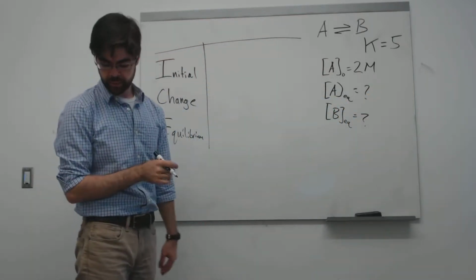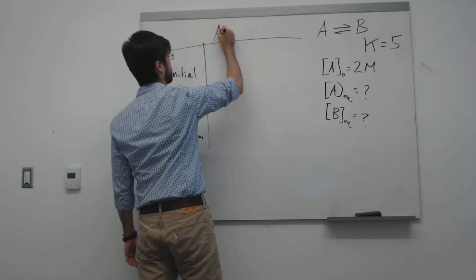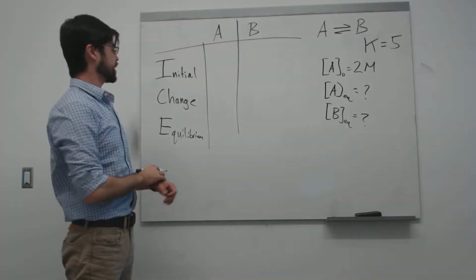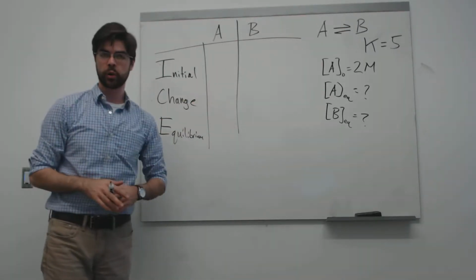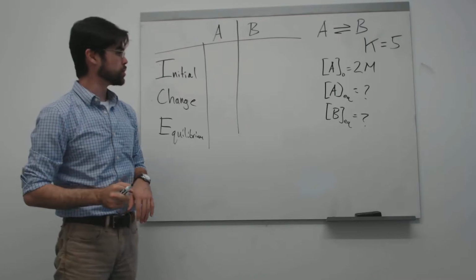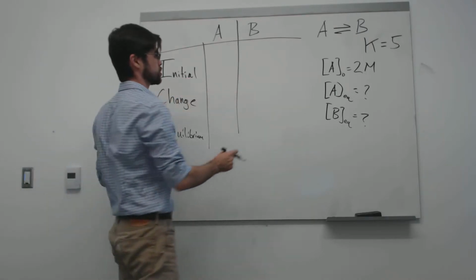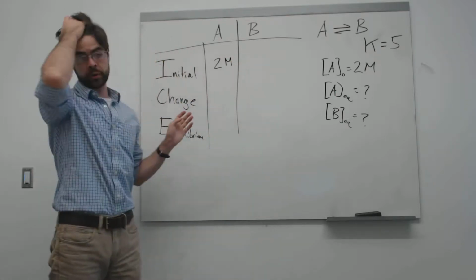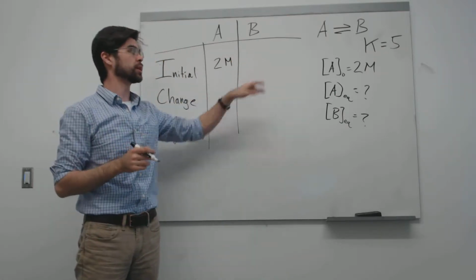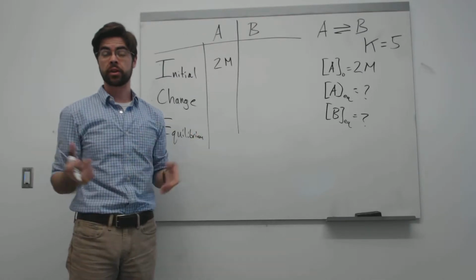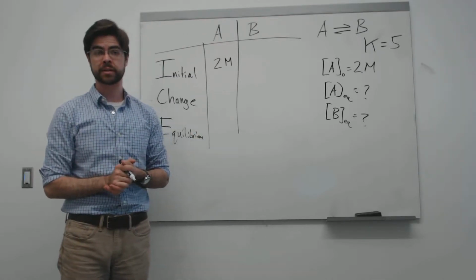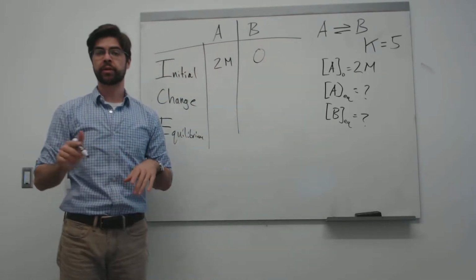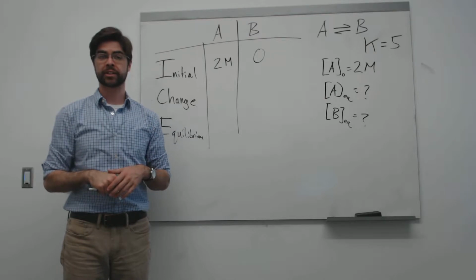Okay, so we'll set up our ICE table. We'll have one of our reactants A, our other reactant B, and we say, okay, let's fill this up with what we know and what we don't know. What do we know? We know the initial concentration, that's 2 molar. And even though it's not explicitly given, we also know the concentration initially of B. There is only A present initially. So there's no B.